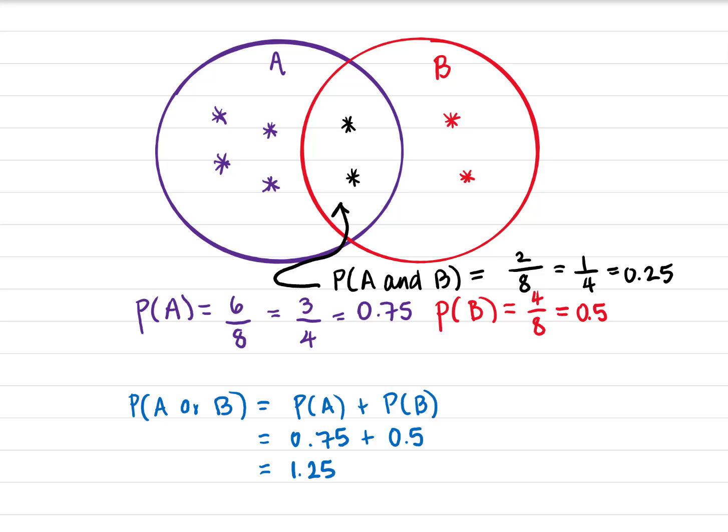The reason that we end up getting an additional 0.25 is because when we count the outcomes in A, there are 6. When we count the outcomes in B, we've already counted the 2 that were also in A. So we're double counting those outcomes that are in the intersection of A and B. So we have to subtract off the probability of A and B. And so we get 1.